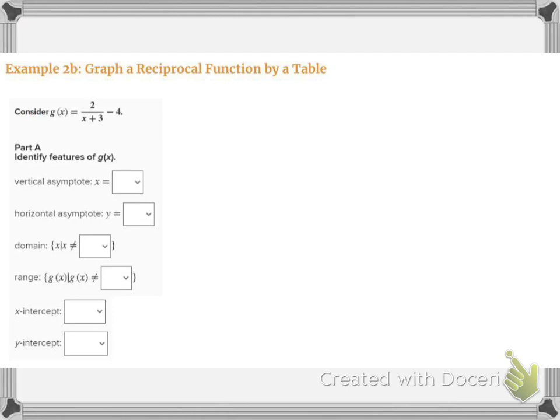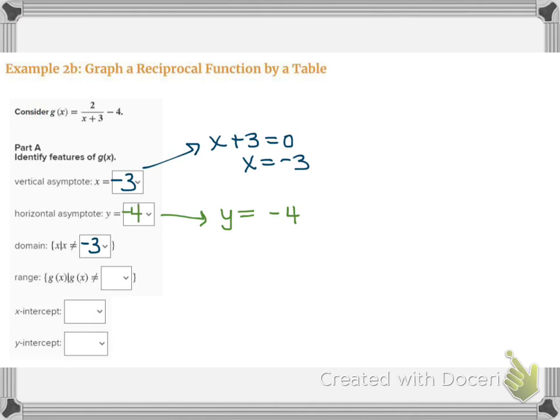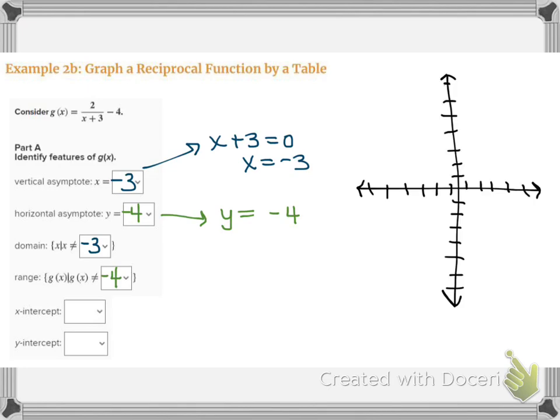So here's another example. And since this is really important, we're going to work through another example, starting with our vertical asymptote, which we find is at -3. This also tells us that our domain is all real numbers, but it cannot equal -3. My horizontal asymptote would normally be y equals 0, but because of this translation, it's going to be -4. So my horizontal asymptote is y equals -4, and my range is all real numbers except -4.